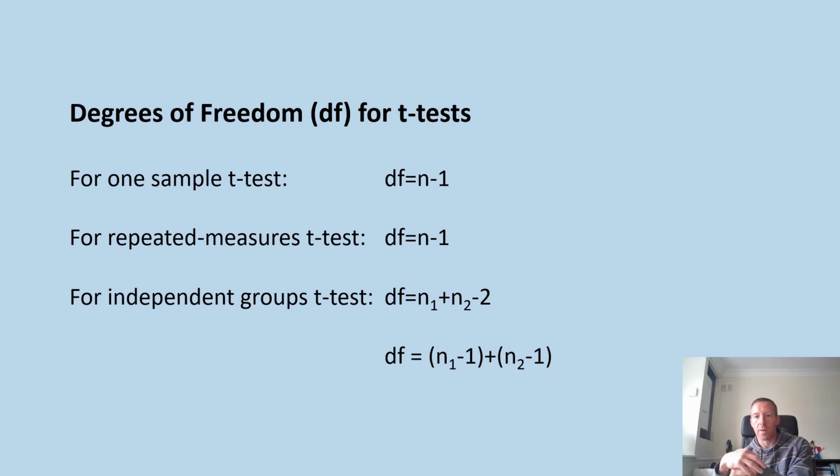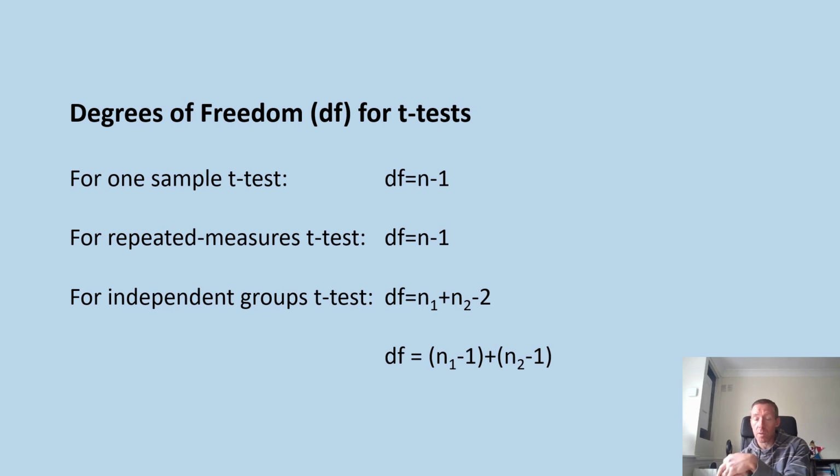So this is kind of a helpful slide, hopefully, for you guys. For the one sample t-test, we see that the degrees of freedom are n-1. Okay, we've got one group with one mean. For the repeated measures t-test, it's the same, n-1.